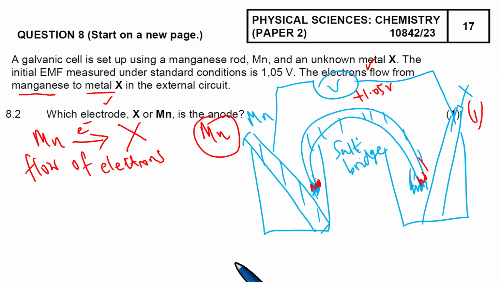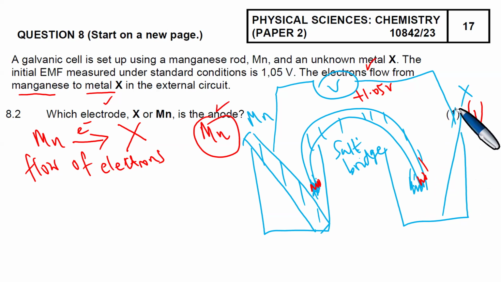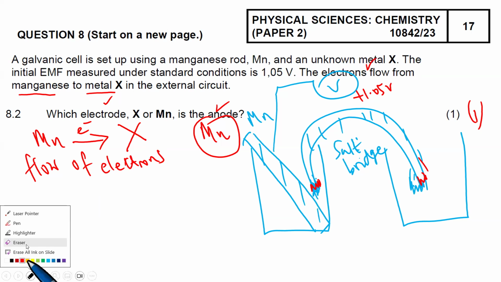That is the answer. How do you know that manganese is the anode? Because the electrons flow from manganese to the metal X, and therefore the electrode manganese is the anode. Then we get our 1 mark and proceed to the next question with so much ease. You can see the 1 mark allocated there. You just have to say manganese, because the electrons flow from manganese to metal X, and therefore manganese is the anode.